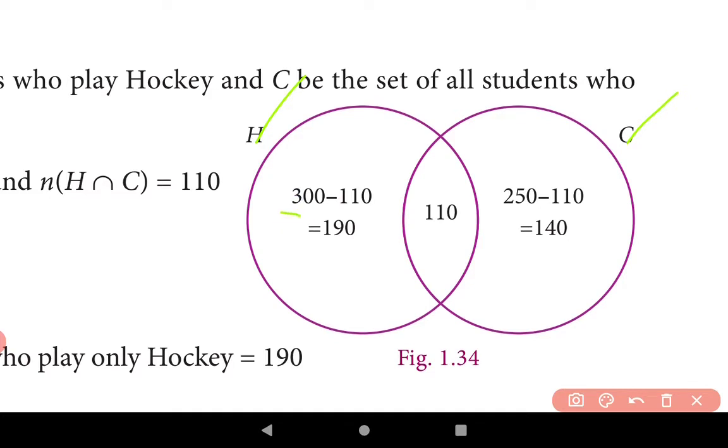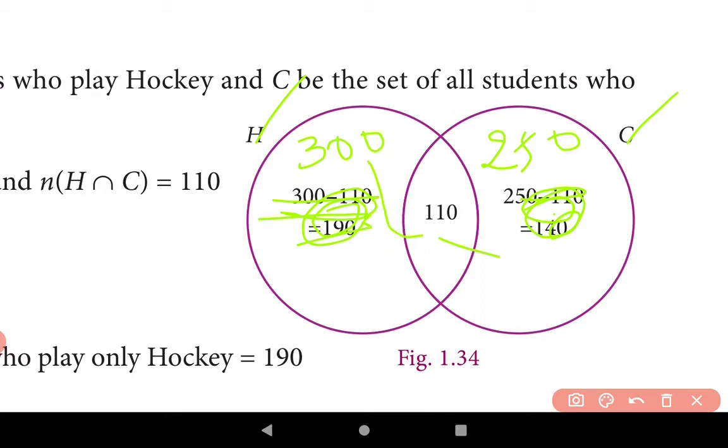First you write, just let it be like this. So I'll write afresh. Now 300 play hockey and 250 cricket. Now how many people play both? 110. Now in every sum, you have to subtract this 110 from 300 and this 110 from 250. That's the basic idea.